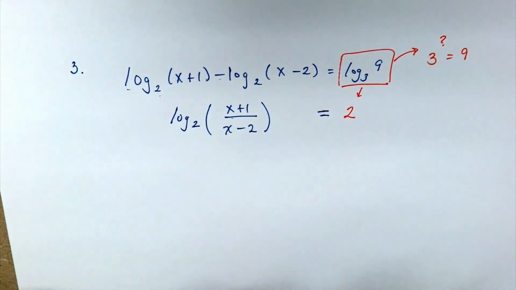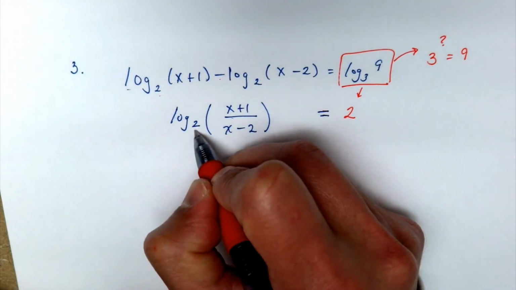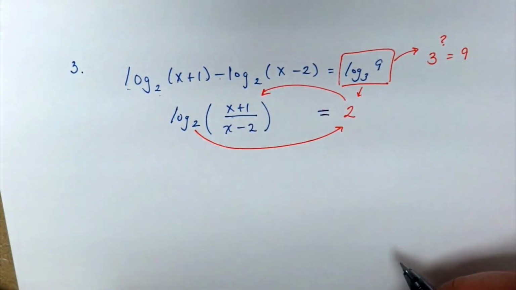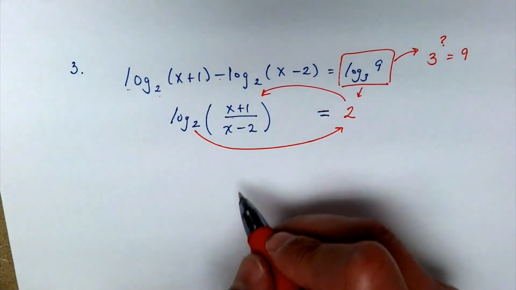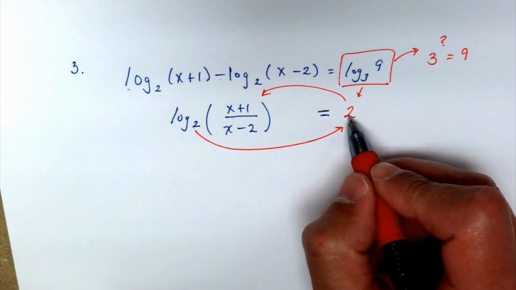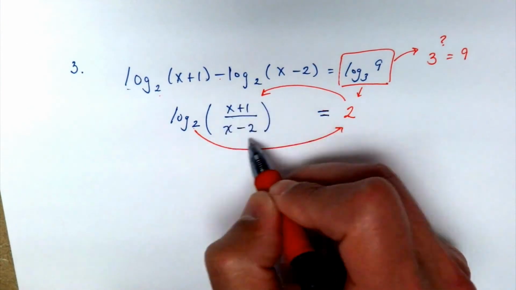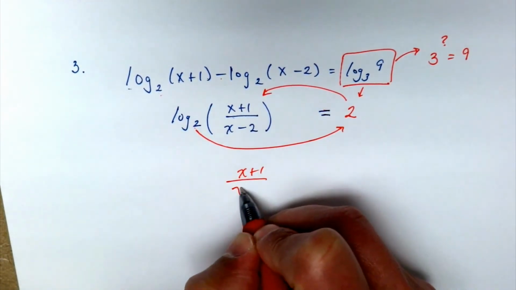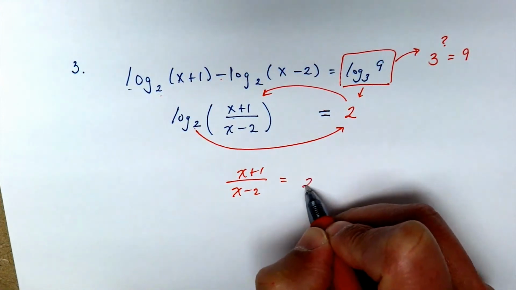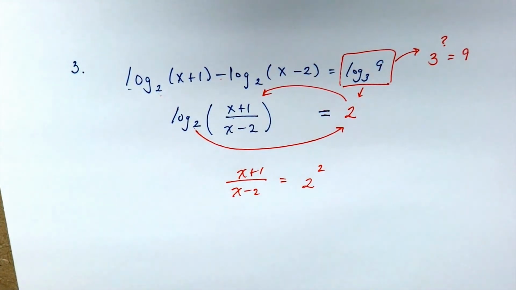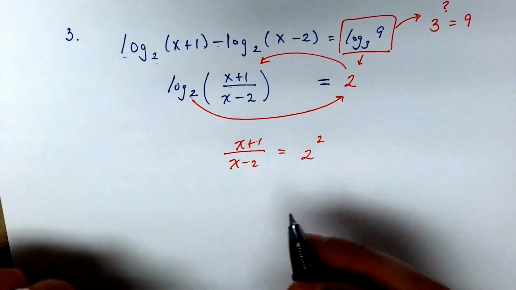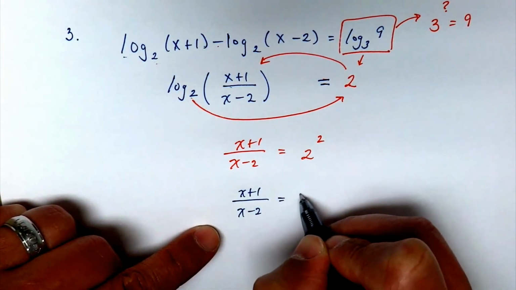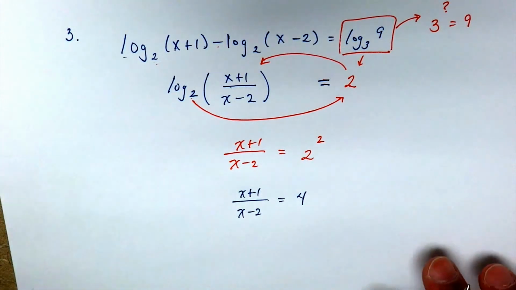Now I'm going to go ahead and rewrite this, and I'm going to use my circle, and rewrite it as an exponential. So 2 to the second power equals this whole expression here. So I'm going to have x plus 1 divided by x minus 2 is equal to 2 to the second power. And this becomes now just a normal equation where we have x plus 1 divided by x minus 2 equals 4. Well, how do you solve that?